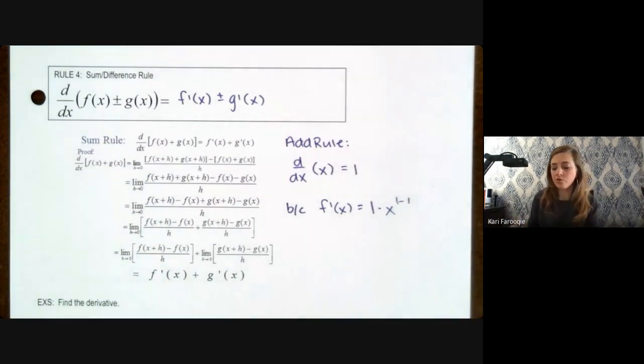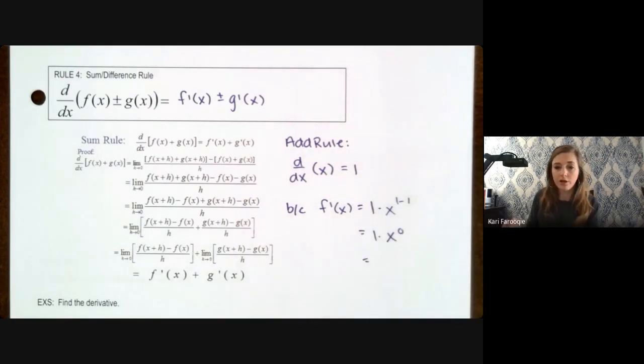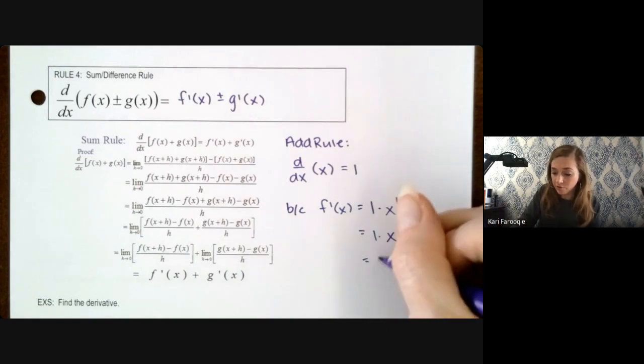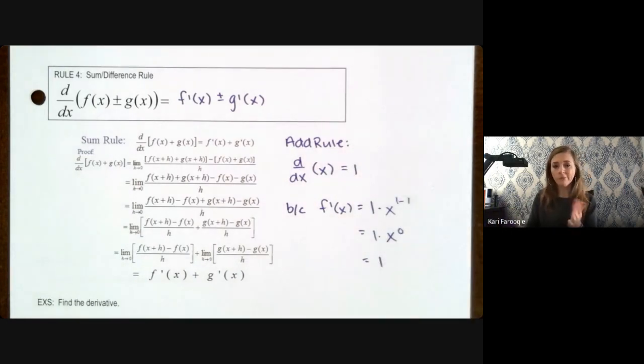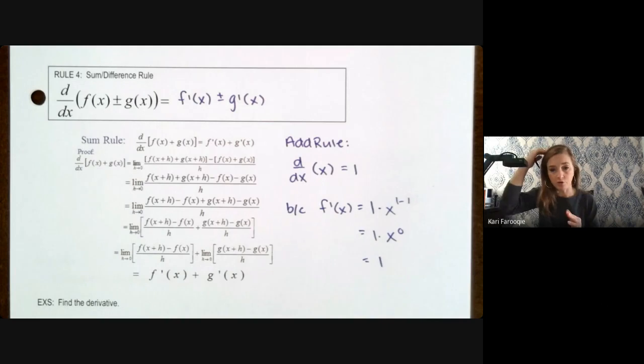And then you would subtract 1 from the exponent. So this would just be 1 times x to the 0. And remember that x to the 0 power is 1. So if we're just finding the derivative with respect to x of x, it's 1. Of course, we could also use that with a constant multiple. So if we were looking for the derivative of 2x, the derivative would just be 2. So on and so forth.